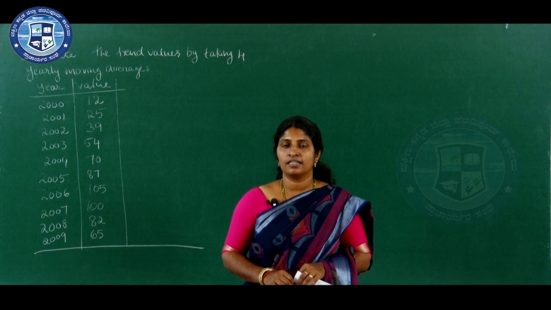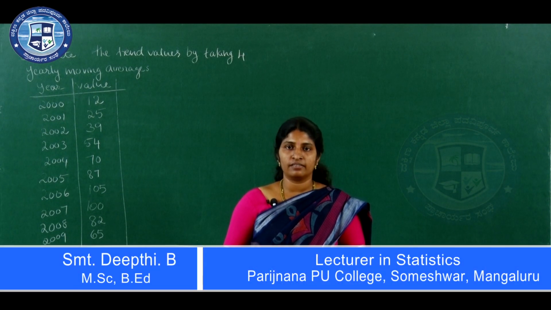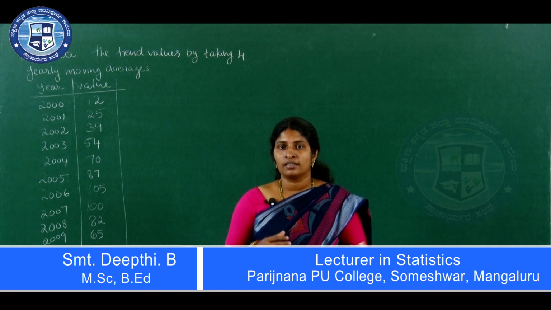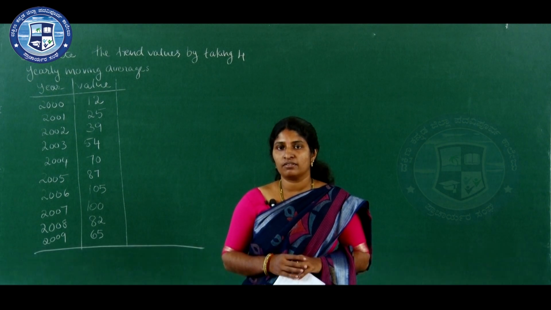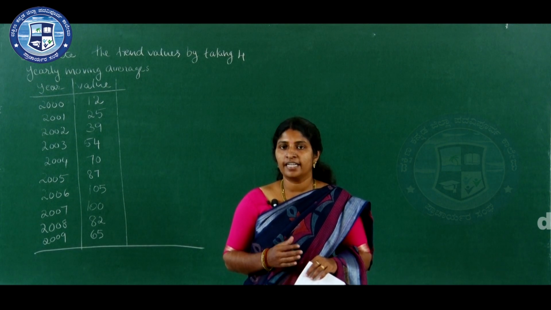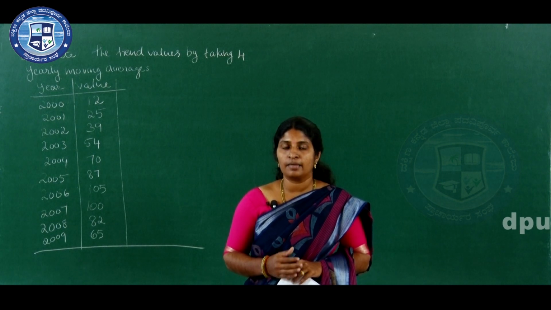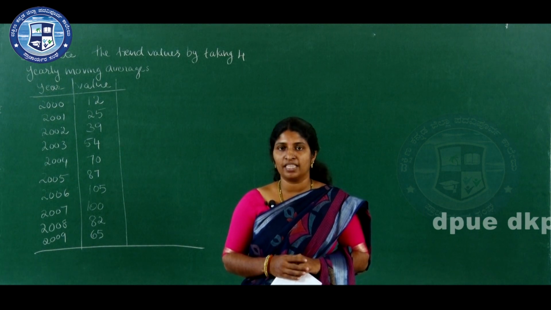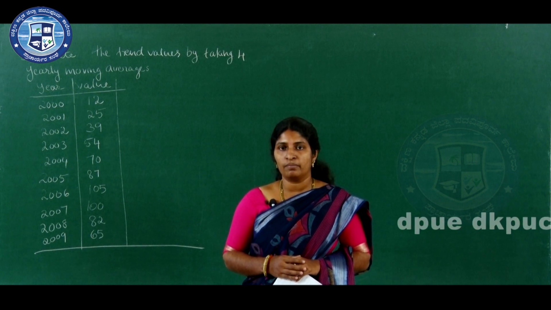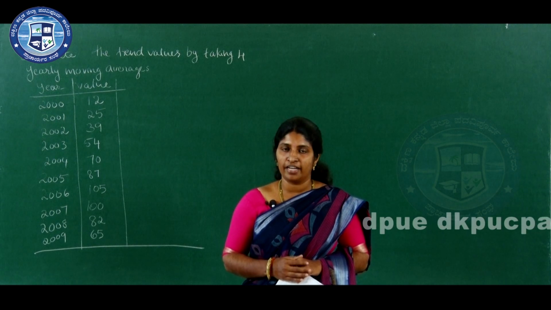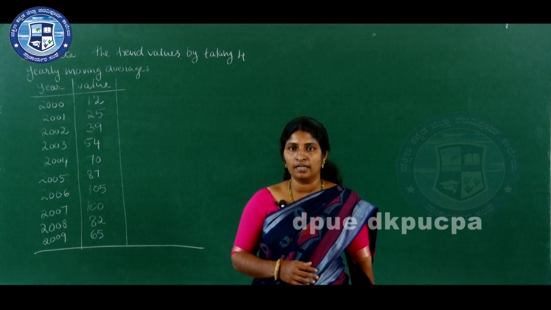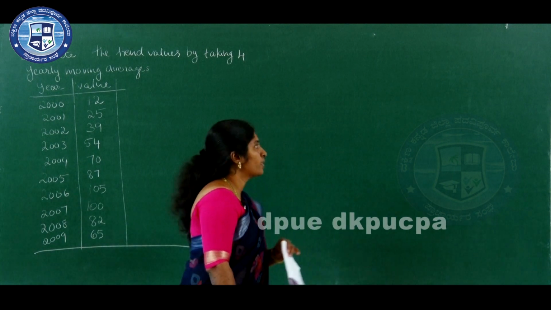Hello students, in last class we started with our third unit of your syllabus, that is time series. We were discussing different measures of trend. We already discussed the graphical method, semi-average method and moving average method. In the moving average method, we solved problems based on 3-yearly and 5-yearly. Now let us solve problems based on 4-yearly moving period.